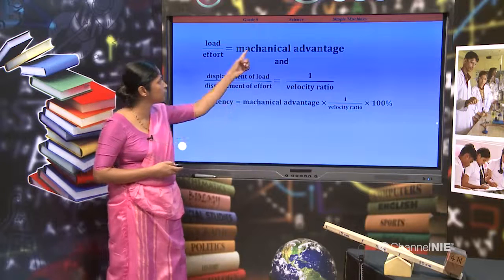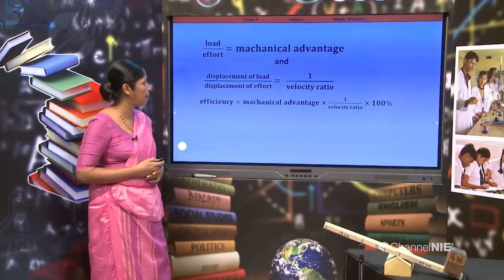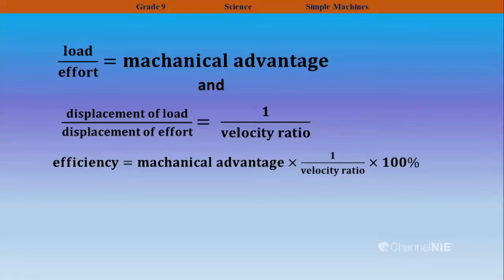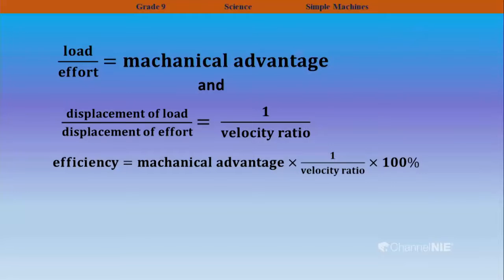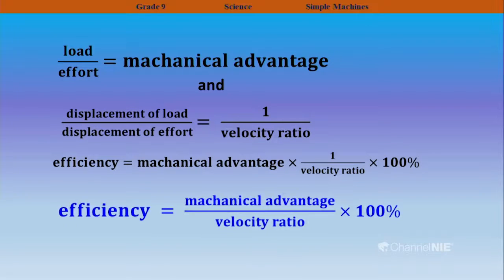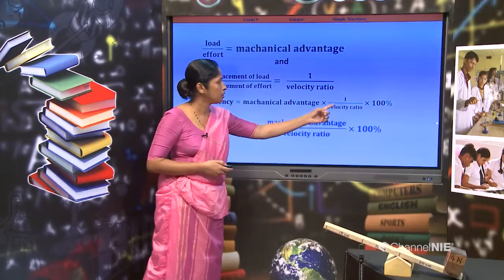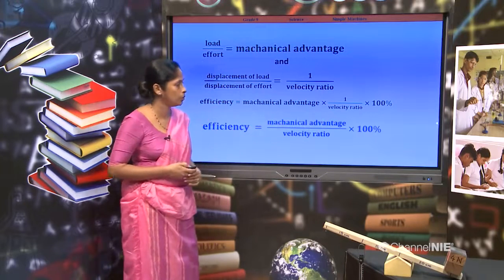So, let us use these two familiar words in this equation. Instead of load over effort, mechanical advantage. Instead of displacement of load divided by displacement of effort, 1 over velocity ratio. And our percentage mark, that also should be used. Finally, we got another different equation to calculate efficiency. Mechanical advantage divided by velocity ratio into 100.